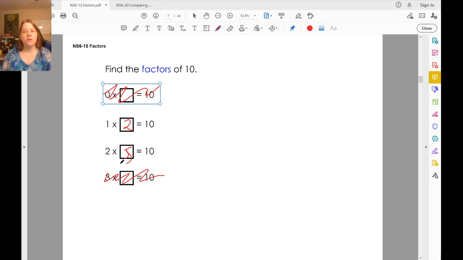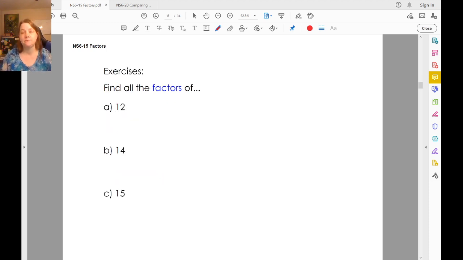So when we're trying to find all the factors, we could start at 0 and go on. When we start at 0, 0 times anything is 0, so that's not going to work. So don't multiply by 0. We figured out that 1 times 10 equals 10. We figured out that 2 times 5 equals 10. We saw that 3 didn't work because 3 times 3 is 9 and 3 times 4 is 12.